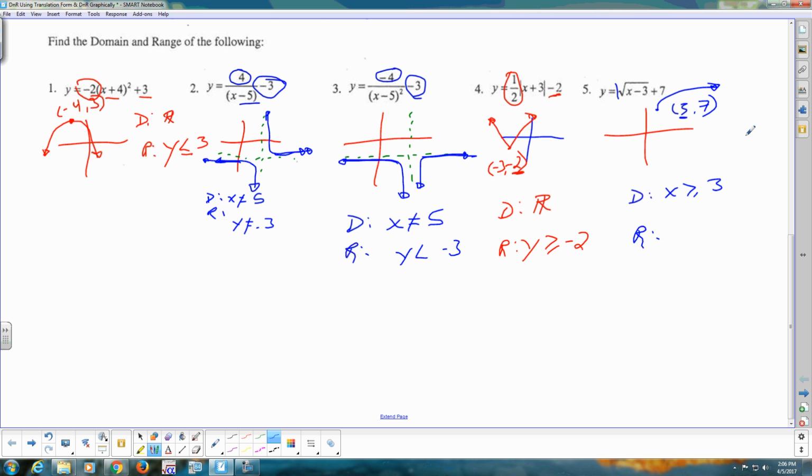Range, can you go as high as you want? Yep, it continues to go higher, but I can only go as low as 7. So y is greater than or equal to 7.